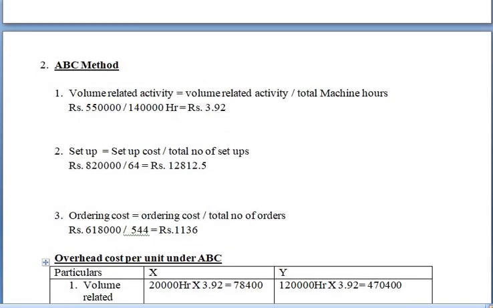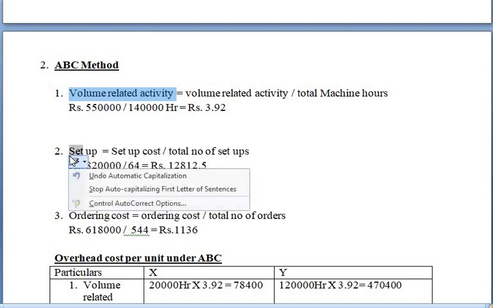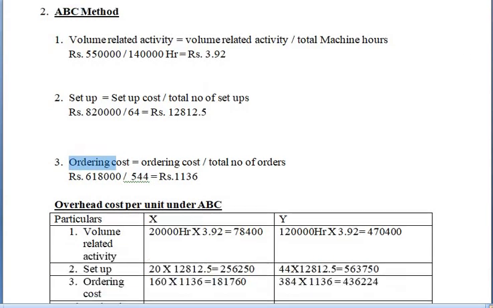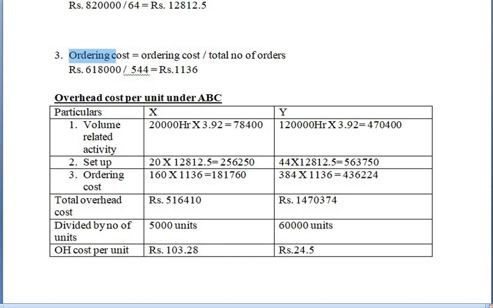So in ABC system, we allocate cost based on activity. In this problem, there are three activities. One is volume related activity, setup related activity, and ordering related activity. Volume related activity is always based on machine hours. So divided by machine hours, you will get 3 rupee 92 paisa. For setup cost, the basis is number of setups. So divided by total number of setups, you will get 12,812.5 per setup. And the last one, ordering cost, is based on number of orders. You will get 1136 per order.